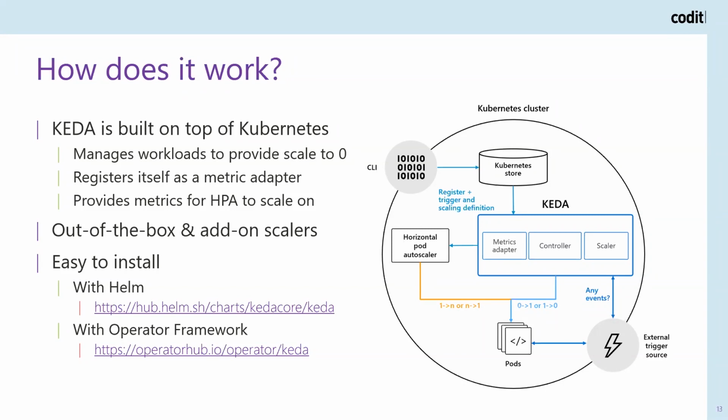We provide out of the box and add-on scalers. The difference is that 90% of all the scalers are part of the Helm installment, the KEDA installment. But we are also adding add-on scalers that you can separately install in your cluster if you want to have them. For example, you can also scale Azure Durable Functions nowadays, but that is an add-on scaler that you have to install. Now, if you want to get started with KEDA, it's super simple. You can use the Helm chart that I used, or you can also use the operator framework to install it in your cluster.